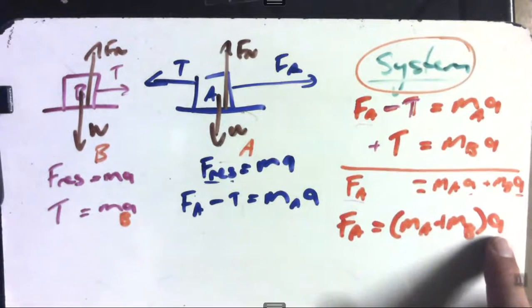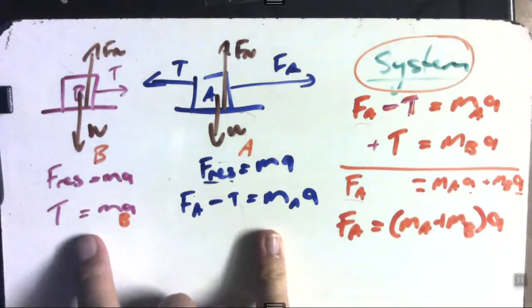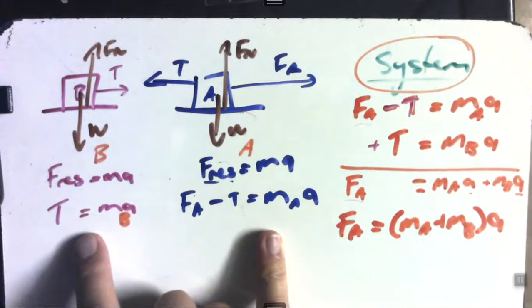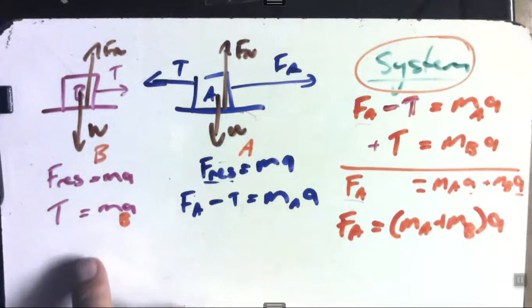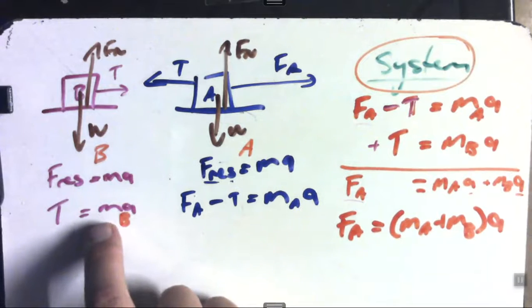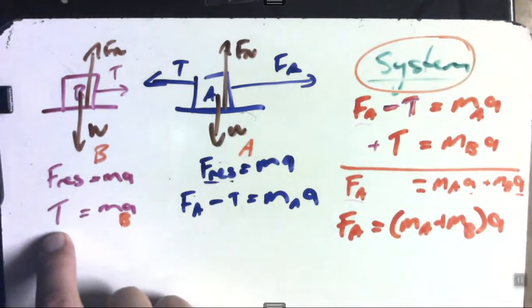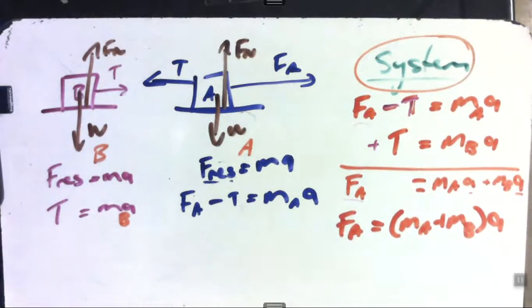Once I have the acceleration, I take that value and I plug it into one of these two equations. Now be very smart. Look at the simplest equation and choose that one. So I'll plug it in here. I'll use the single mass of B this time, and then I can solve the tension. And that's how you would basically solve a system question.